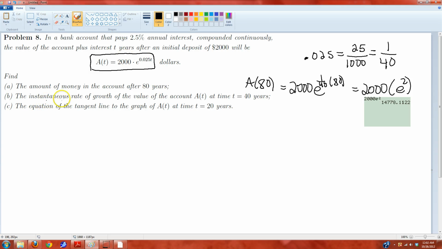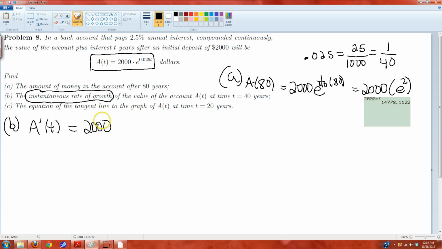The instantaneous rate of growth. Fancy way of saying the derivative. So they want, this is A. Over here, let's do B. They want A prime of t. So we take the derivative. 2,000 is a constant, it stays there. The derivative of e to anything is e to that exact same thing. Chain rule though, multiply by the derivative of that exponent. Anything times t is just that constant, so 0.025.